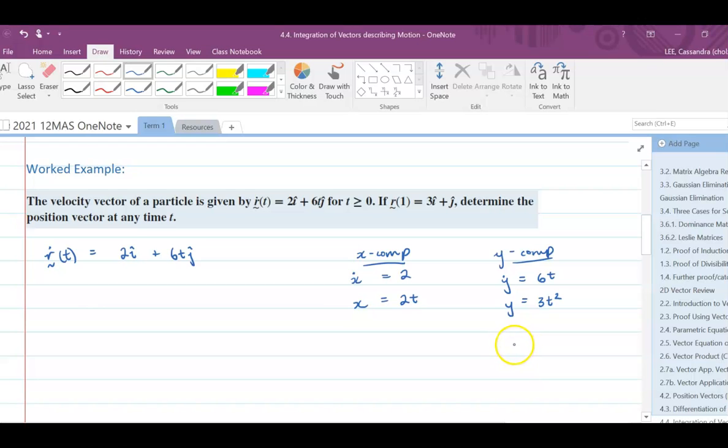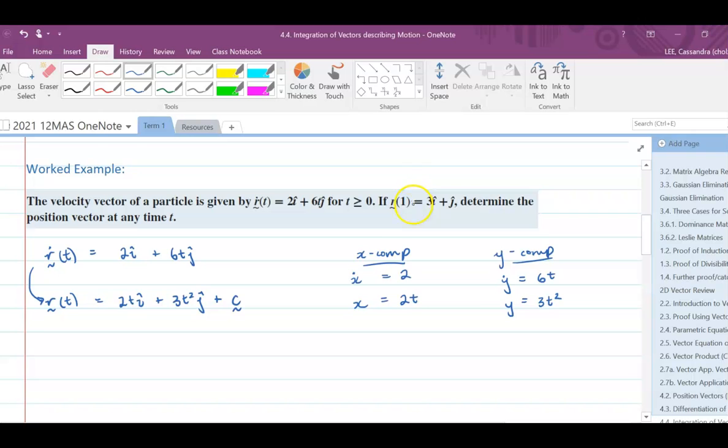Now, I bet you're thinking, okay, so we're integrating, where do we add the constant value at the end? Well, we can add that at the end as a vector. So we can write this now as r t. Since we've integrated once, we lose our little dot here. So this becomes 2t i plus 3t squared j plus our constant vector.